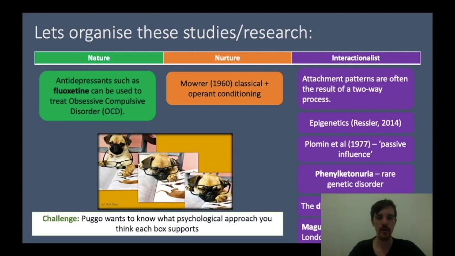So Puggo, little Puggo here, wants to know what psychological approach you think each box supports. So where would the psychodynamic approach, where would the social learning theory, where would all these different theories fit within this kind of spectrum, so to speak. And we will look at this in a bit more detail, so you don't have to worry about thinking about it too much now. We're going to look at it in a few slides.